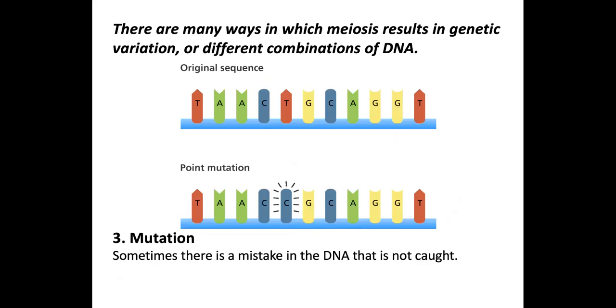Next is mutations. And we've already talked about mutations. Mutations are simply a change in the sequence of DNA. Sometimes there is a mistake and it is not caught. Remember, we talked about replication and we talked about how DNA polymerase comes back through and checks for error. It is meant to fix it, but sometimes that doesn't happen. And that's what results in a mutation.